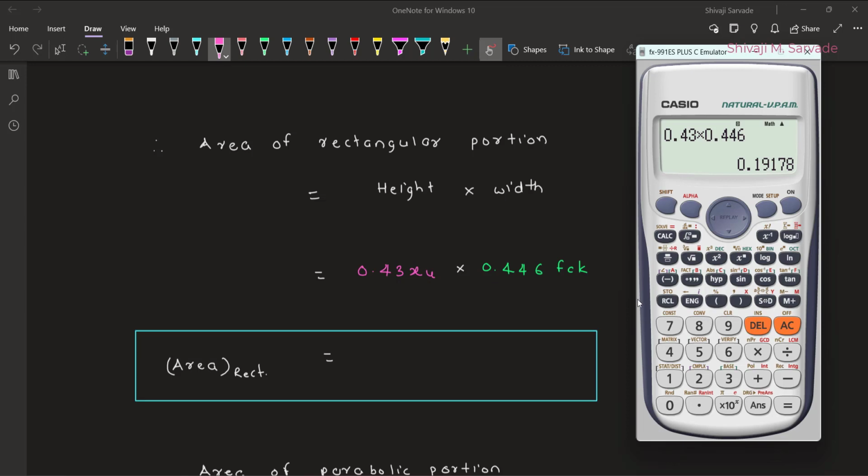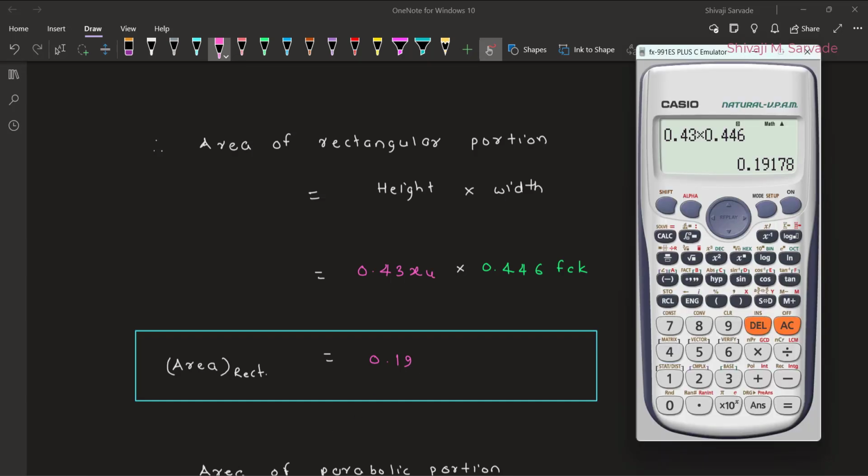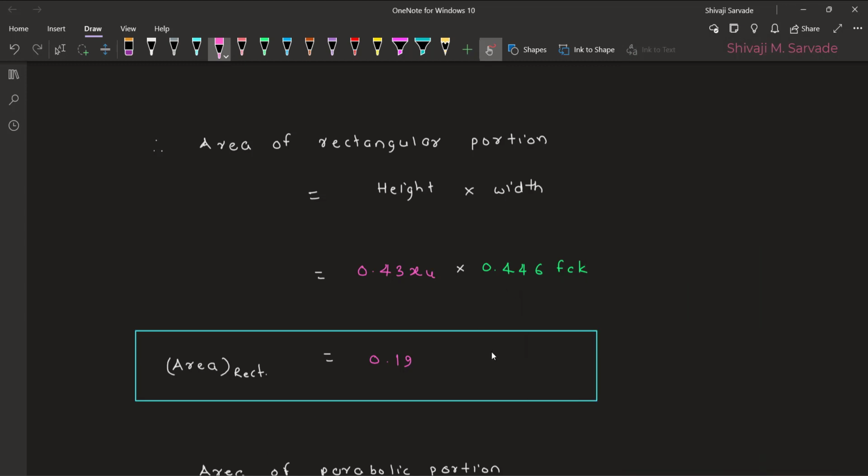0.19. Okay, so let's write this down. This comes out to be 0.19, and the other digit is not significant. So let's multiply fck and Xu. This is the product of these two values. It is nothing but the rectangular portion area of the stress block.